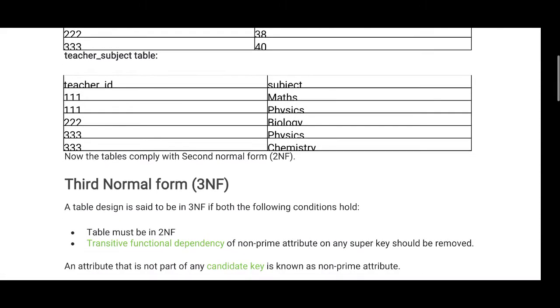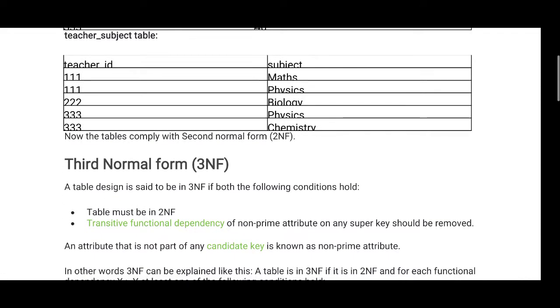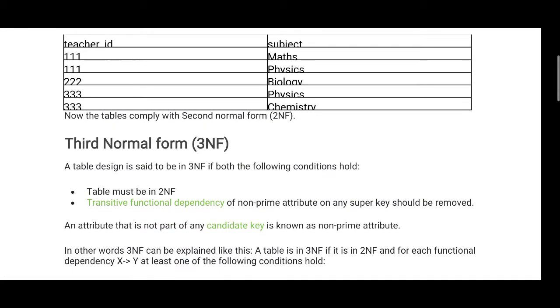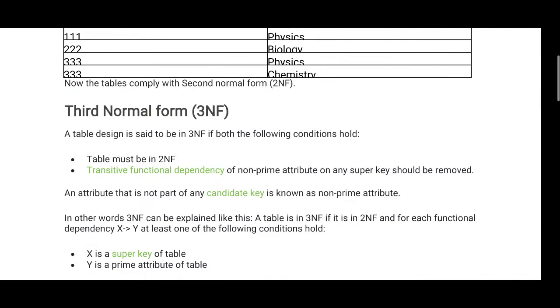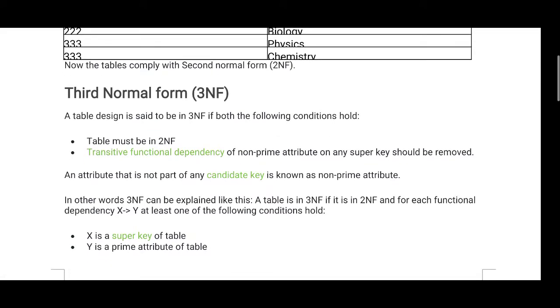Then we go to the third normal form. The table is said to be in third normal form if both of the following conditions hold. The table must be in second normal form, and transitive functional dependency of non-prime attributes on a superkey should be removed. Transitive dependencies have to be removed.